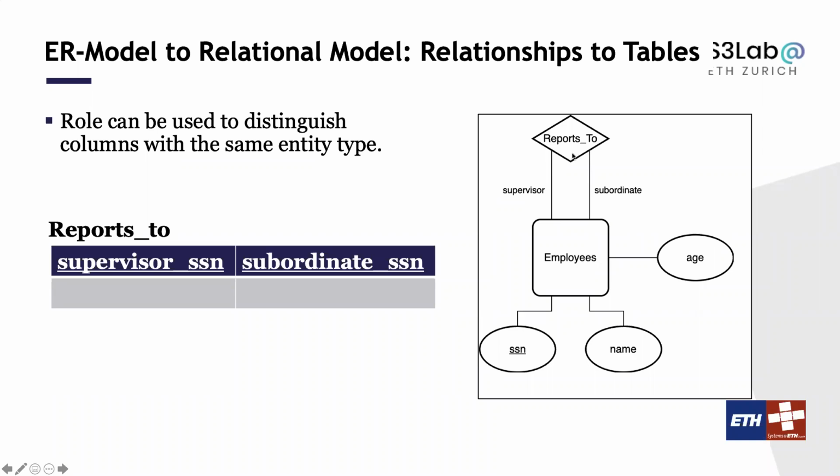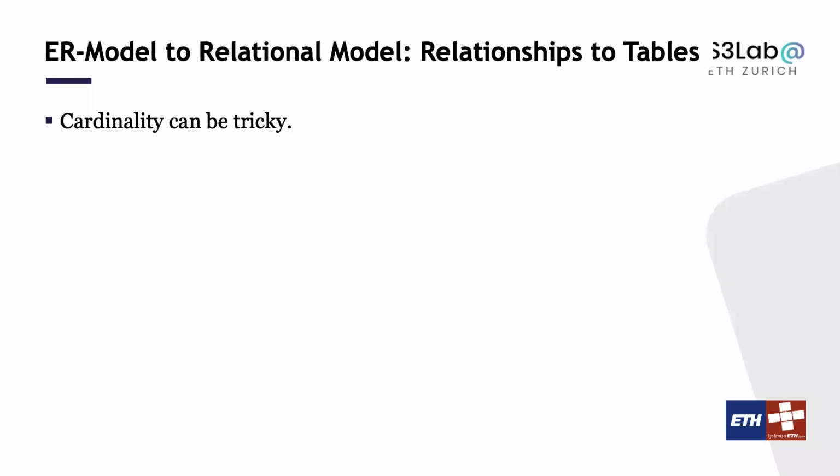So here we'll do a translation. If you do not have the role, both of them will have SSN, which is not allowed, so you don't know which one is which. But you have the role here: one employee is a supervisor, and another employee is a subordinate. So you can write the name of the role to distinguish the different attributes. That's also very natural.